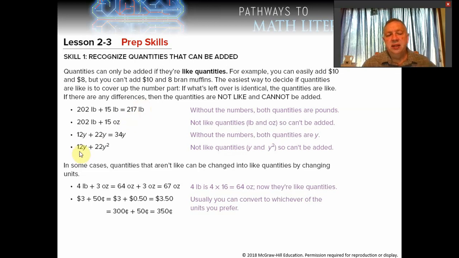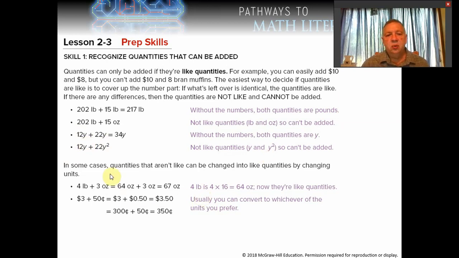In this case, they're asking me if I can add 12y plus 22y squared. Well, y is 2, this one is 2, but here I've got 2 times 2, so I've got 4, and I can't directly add those things. So I just have to leave it alone until I find out what y is, do this small calculation here, square it first, order of operations, and then multiply times 22 and combine those.